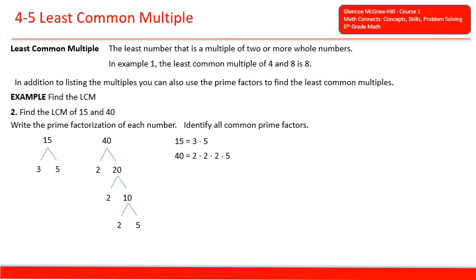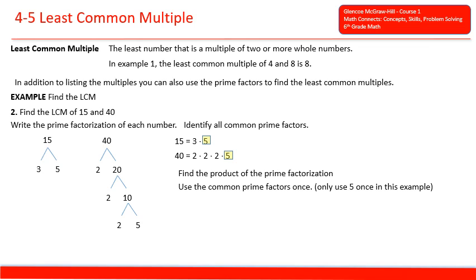So we have to identify all common prime factors. So in this case, there's only one, which is 5. So find the product of the prime factorization and use the common prime factors once. Only use 5 once in this example, and use all the remaining prime factors. So the least common multiple, 2 times 2 times 2 times 3 times 5 equals 120. We don't want to use 5 twice.